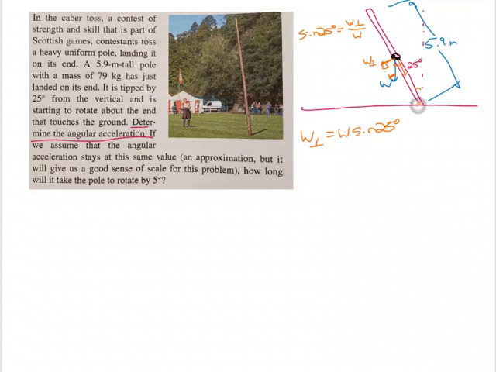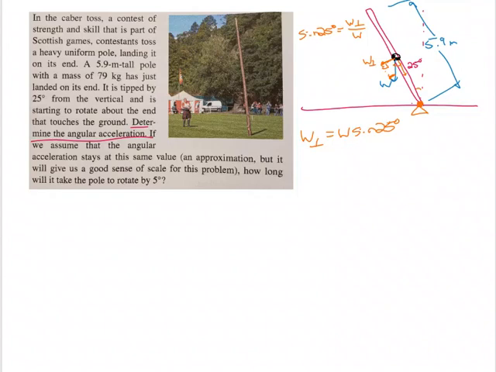If this is my pivot point here, my force is W perpendicular. I also need the length, the distance from the pivot. So what is the distance from the pivot? It's not 5.9. Here's the pivot right here. We go to the center of gravity, and that force is being used at the center of gravity.